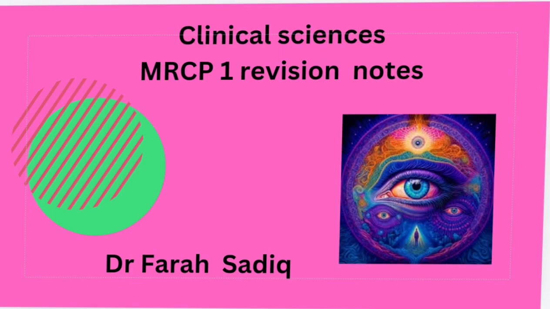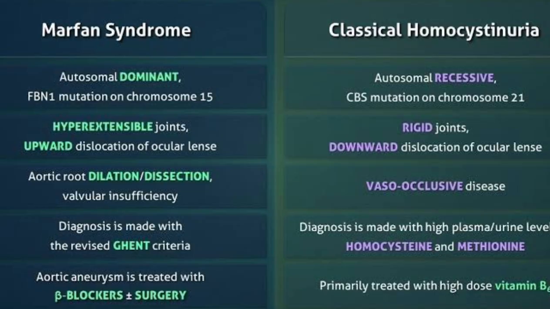Hi guys, today I will discuss different syndromes. Two important syndromes are Marfan syndrome and homocystinuria. And these two syndromes are similar in many ways, but there are some differences as well. As far as Marfan syndrome is concerned, it is autosomal dominant while homocystinuria is autosomal recessive.